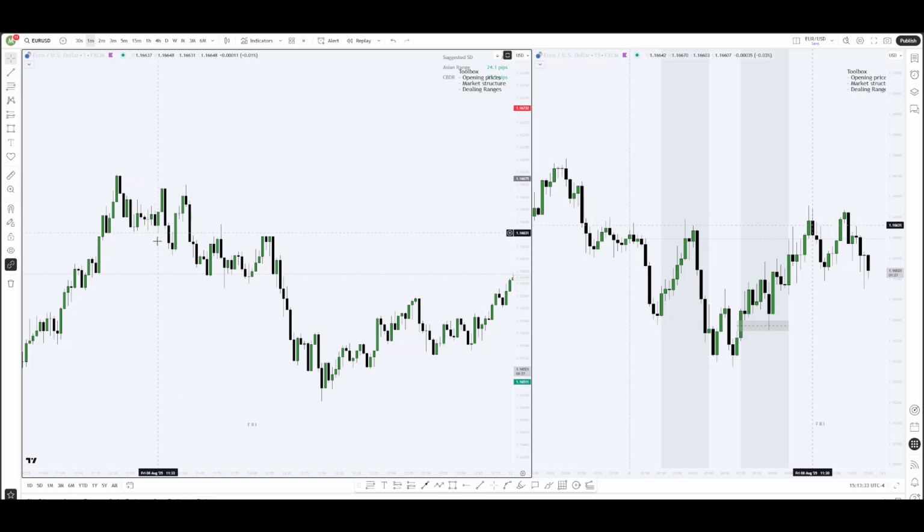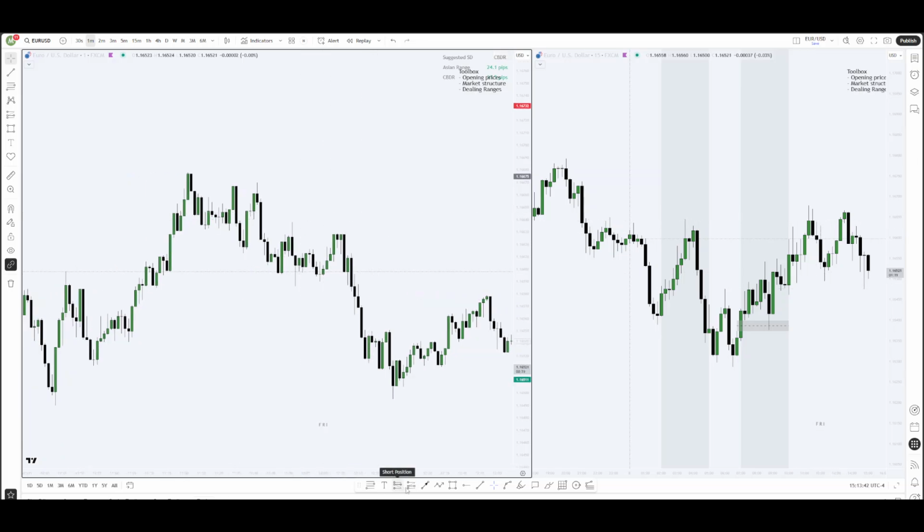Then price displaces lower, breaking this low, creating 2 fair value gaps. This one is minor, but this one is a little bit bigger. So if you wanted to, you could short this position. Why? Because it took out all the sell side liquidity. So therefore you can expect a pullback.